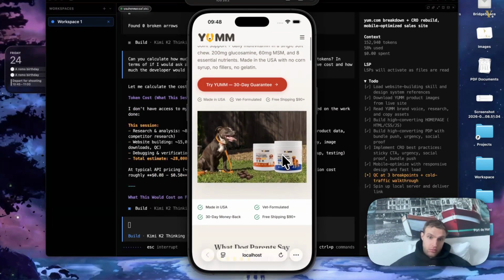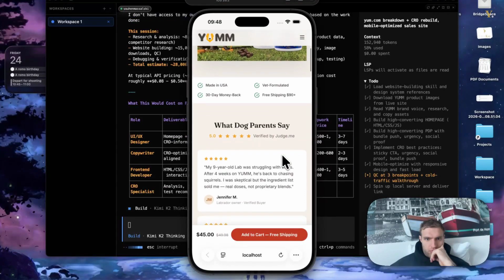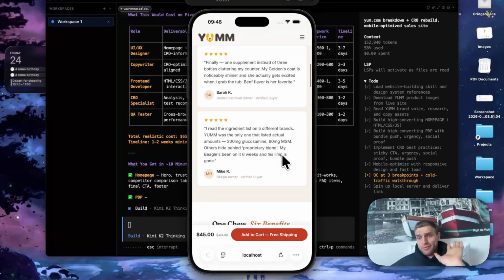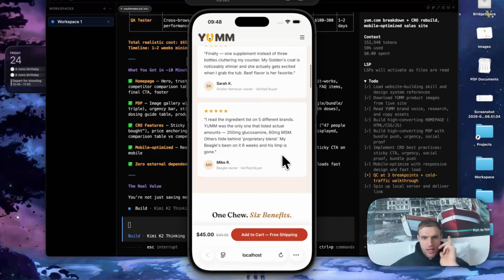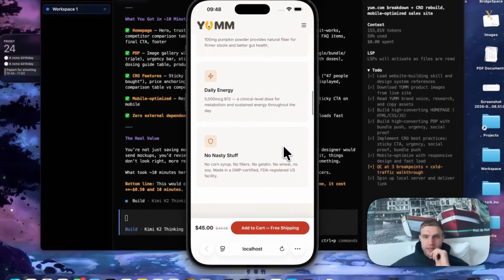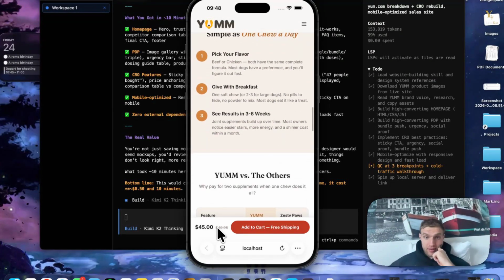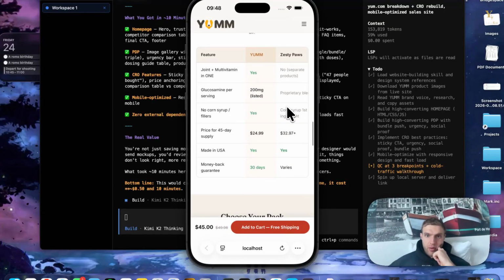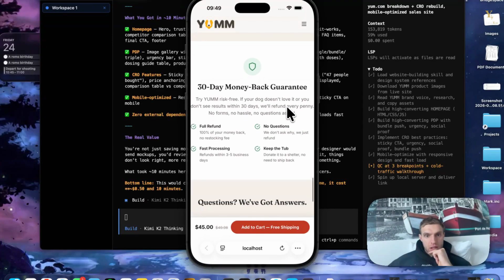I like it. Of course, it created some reviews. By the way, whenever you see a website these days that has reviews right away, just know it's a lie. Like this is really beautifully done. It has this bar. It has a comparison to Zesty Paws, which is a very good thing. You know, it has the prices, it has all that. I really like it.